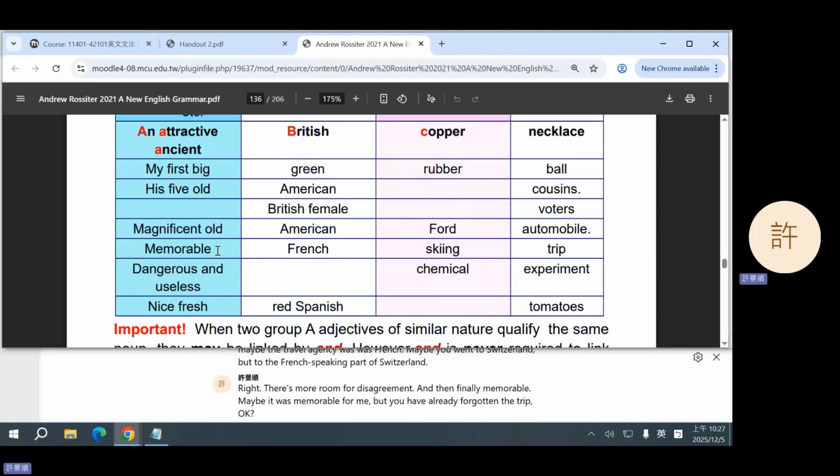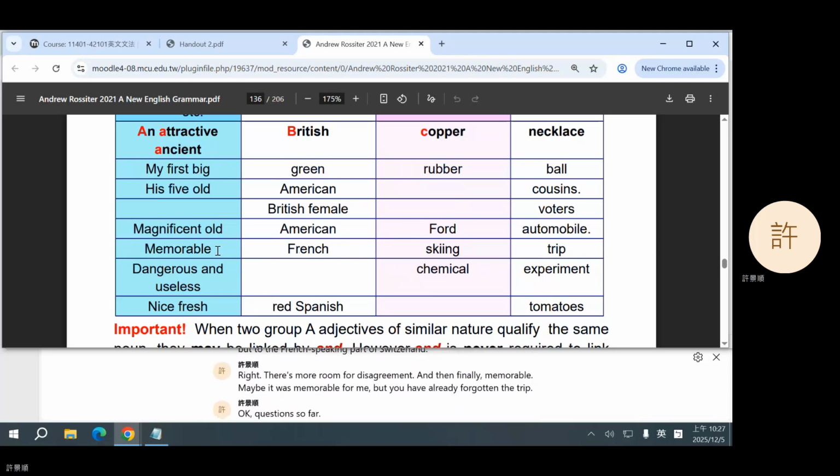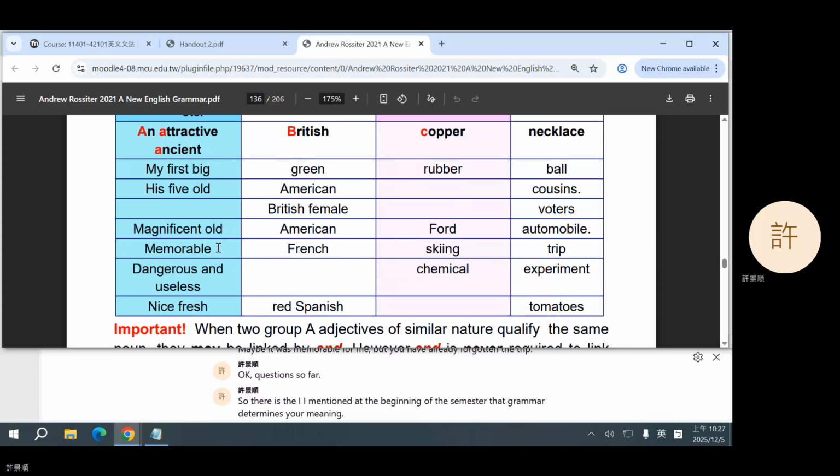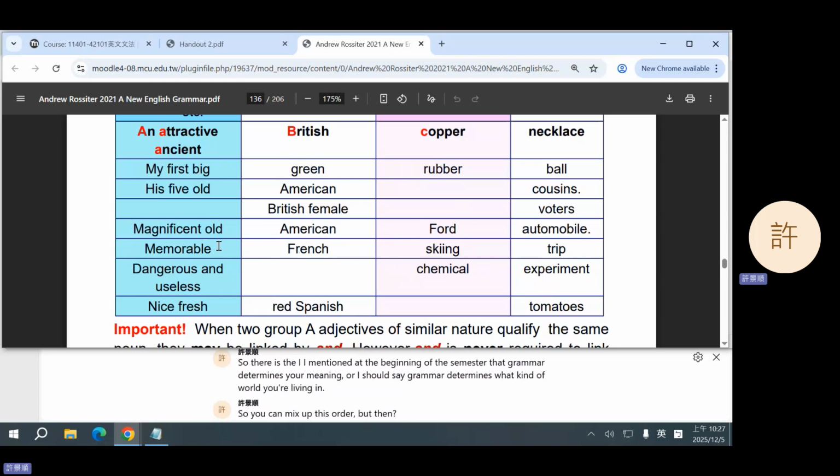Okay, questions so far? I mentioned at the beginning of the semester that grammar determines your meaning. Or I should say grammar determines what kind of world you're living in. So you can mix up this order, but then you would be describing something different.